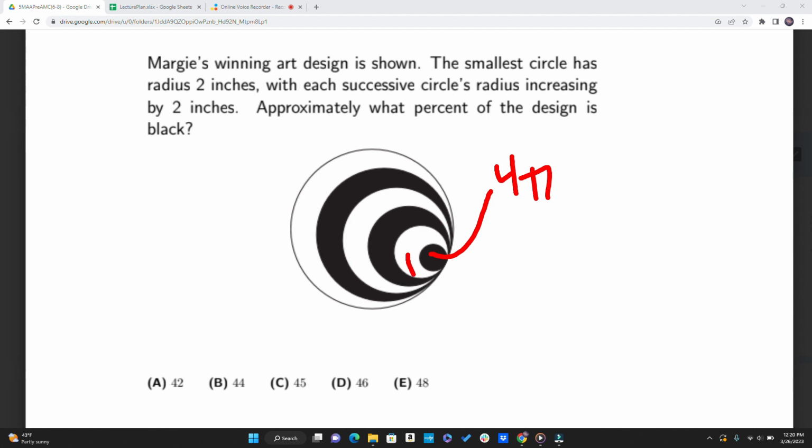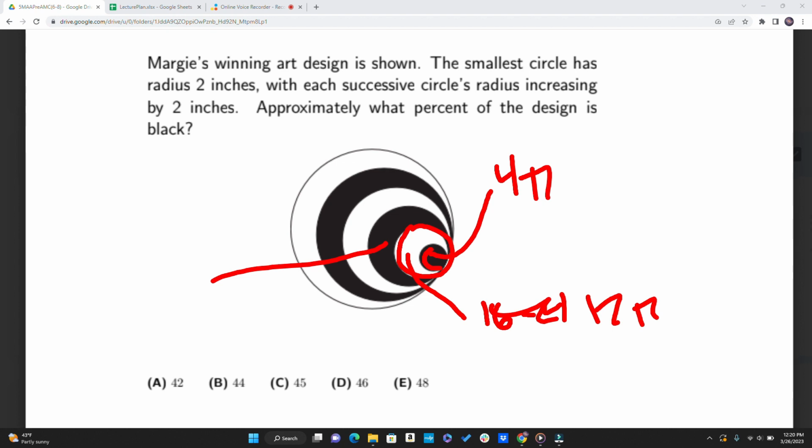And then our white circle after that, that has radius that's increased by 2 inches. So instead of 2, it's 4. So now we've got 16 pi for that, but we have to subtract this circle, right, because it takes up space. So that's 16 minus 4, so that's 12 pi. So 4 pi and then 12 pi. And now we've got another increase of 2, so this time the radius is 6. So 6 times 6 is 36. But remember, we have to subtract the 16 pi. That's all of this area, right? So 36 minus 16, that's 20 pi.